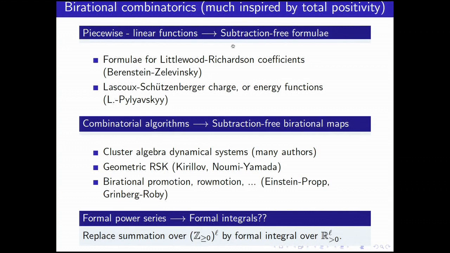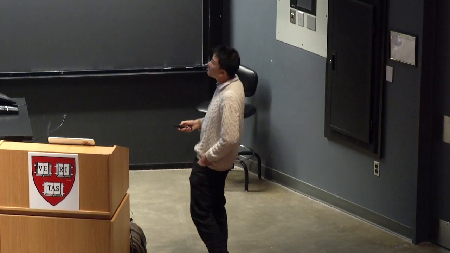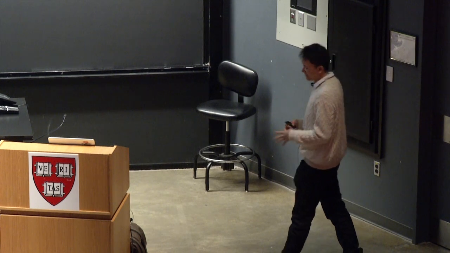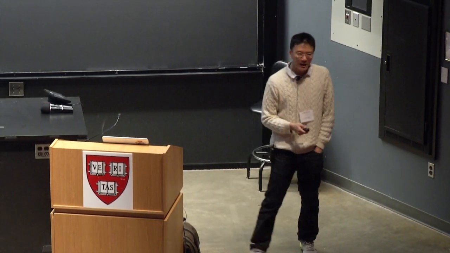I explained that if you're given a birational formula, you can tropicalize it by this formal substitution where you replace addition by minimum, product by plus, and so on. There are lots of piecewise linear functions, and you can try to find a subtraction-free formula which tropicalizes to it. Going the other way, from a piecewise linear function to a subtraction-free formula, there's no canonical way to do that, unfortunately, so you have to come up with some ideas. Actually, the most potent thing I know is Bernstein and Zelevinsky's piecewise linear formula for Littlewood-Richardson coefficients in arbitrary Lie type, which I believe they came up with. The formula they give is the number of integer points in a polytope, which is some kind of piecewise linear formula.